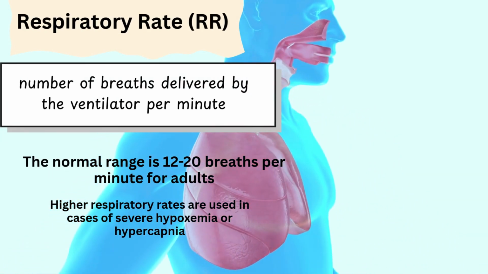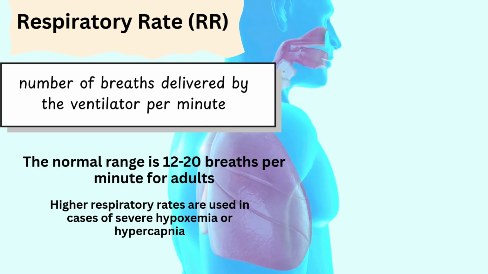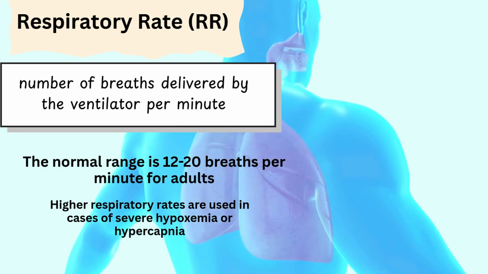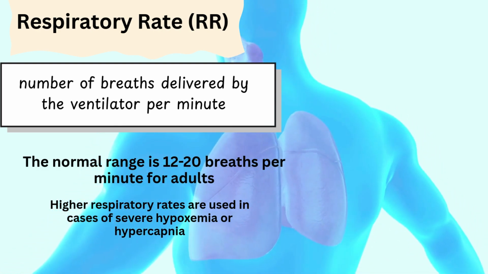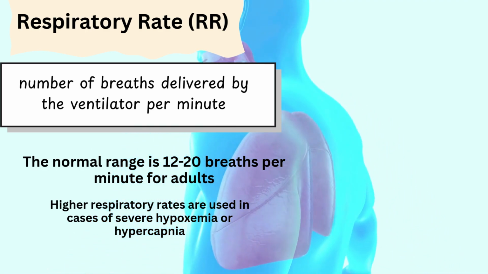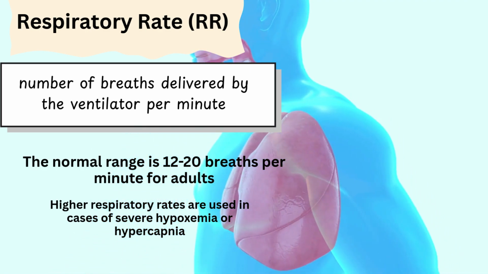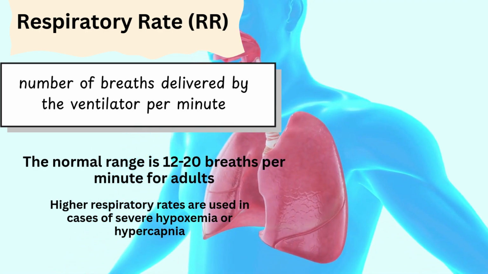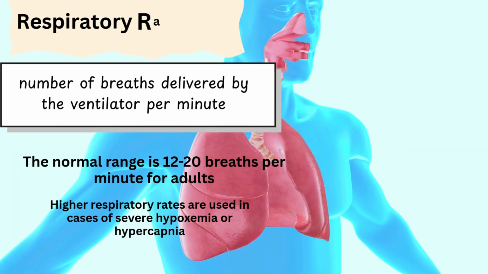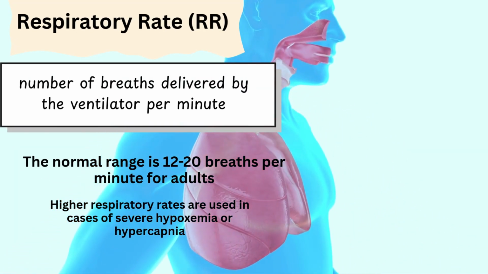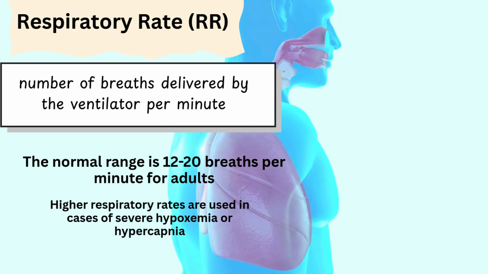It is the number of breaths delivered by the ventilator per minute. The normal range is 12 to 20 breaths per minute for adults, but this may vary based on the patient's condition and the desired minute ventilation. Higher respiratory rates are used in cases of severe hypoxemia or hypercapnia, while lower rates are used to allow for spontaneous breathing in patients who are being weaned from mechanical ventilation.